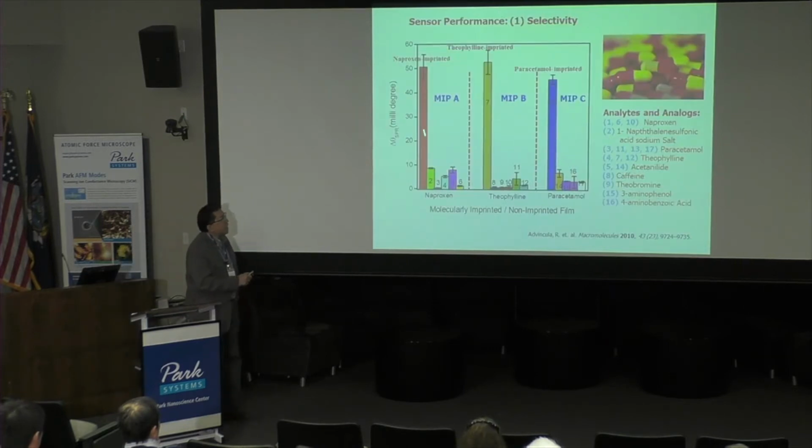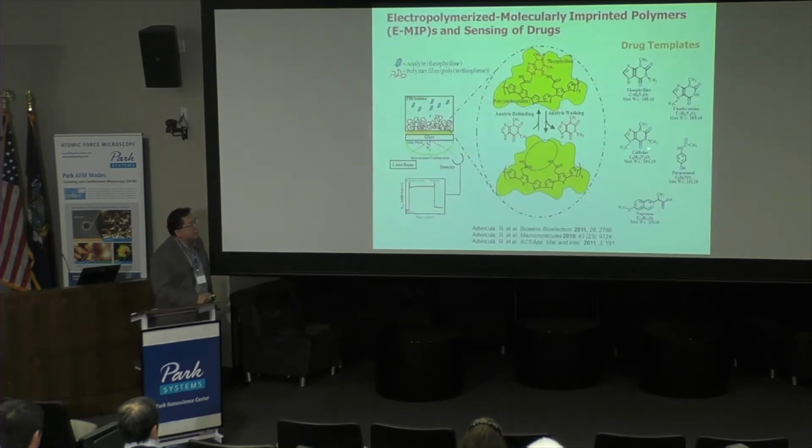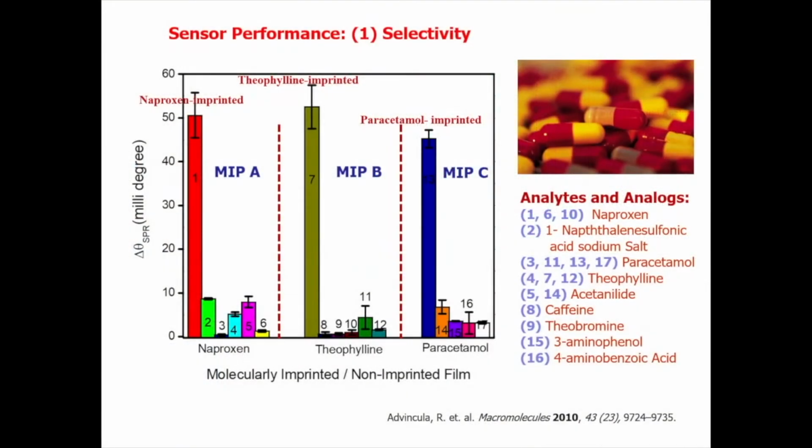If we use naproxen as a template, the rest have very low response. If we use theophylline, the rest have very low response. In fact, if you go back to this scheme, theophylline looks very much like theobromine and caffeine. But if you look at the sensor response, the theobromine and the caffeine did not register a lot. And the same with paracetamol. So this is a very selective and even sensitive sensor.